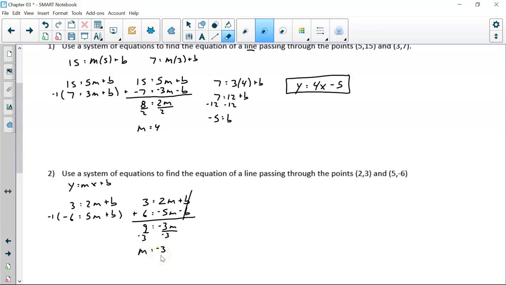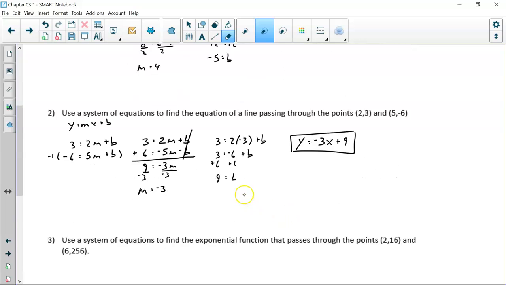I'm going to go into the top equation just because I feel like it. 3 equals 2 times -3 plus b. 3 equals -6 plus b. Add 6 to both sides. 9 equals b. So our equation y equals -3x plus 9. And there is our equation in slope-intercept form. All right, let's do another one.